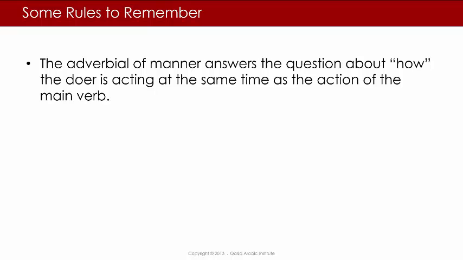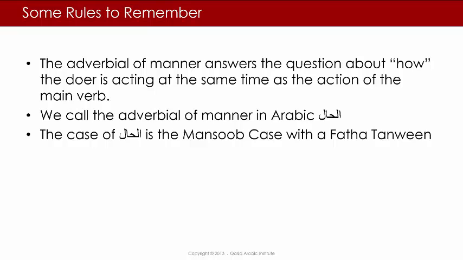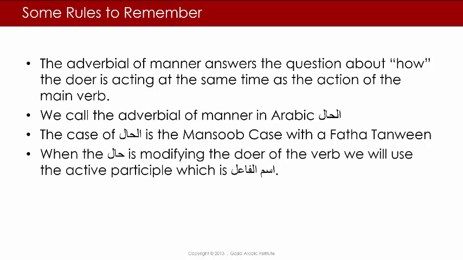So here are some rules to remember. The adverbial of manner answers the question about how the doer is acting at the same time as the action of the main verb. We call the adverbial of manner in Arabic al-hal. The case of al-hal is the mansub case with a fatha tanween, or as we saw in the final example, it could be a ya, which is the minor sign of the mansub case. And then when the hal is modifying the doer of the verb, we will use the active participle, which is ism al-fa'il. Finally, the ism fa'il should be indefinite.